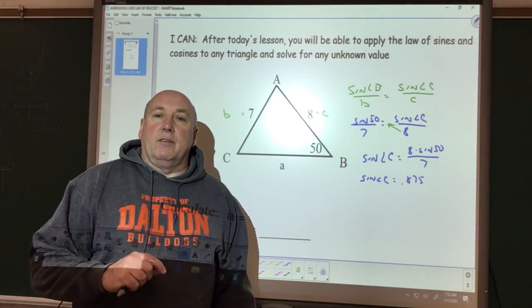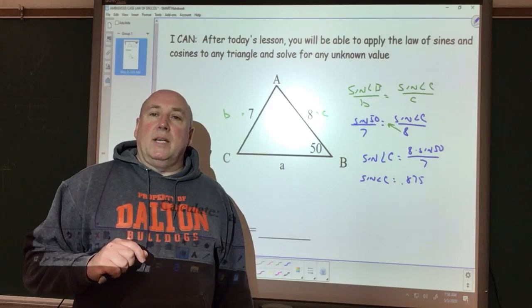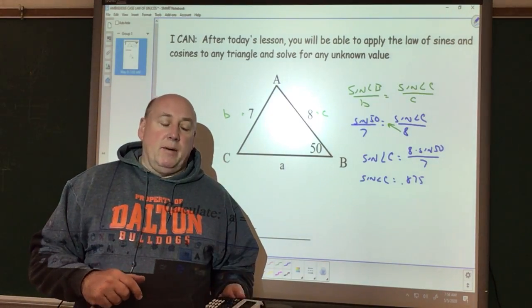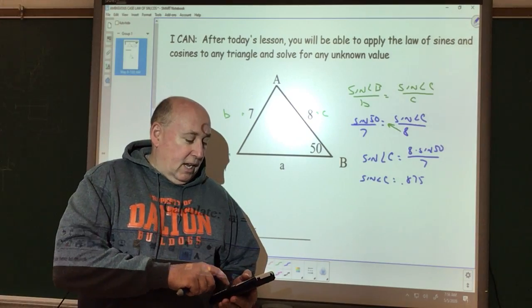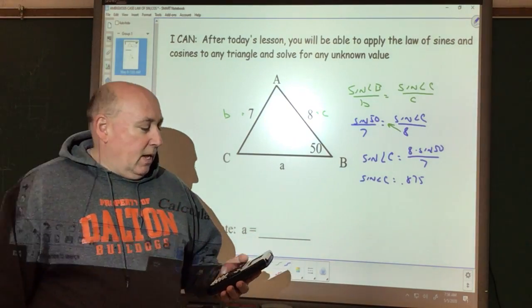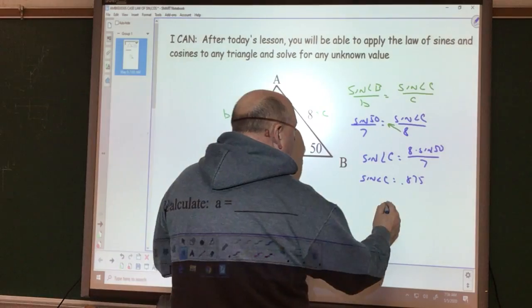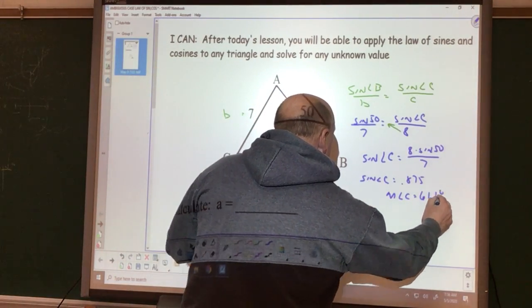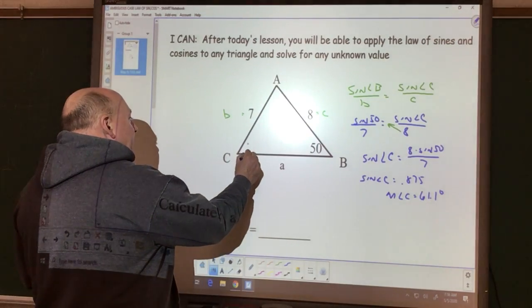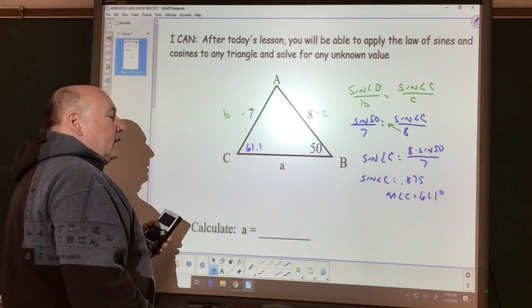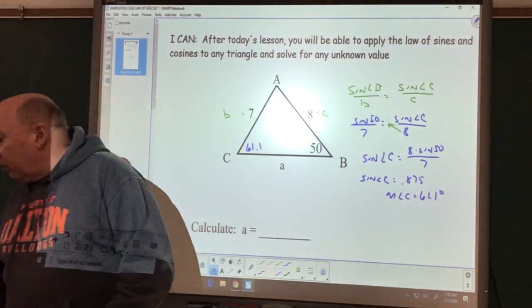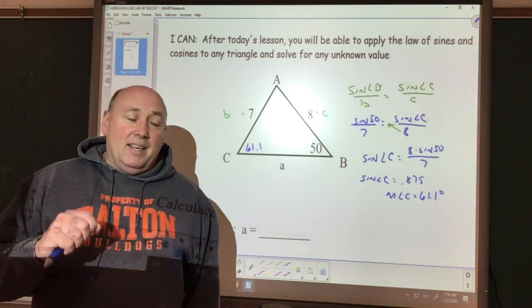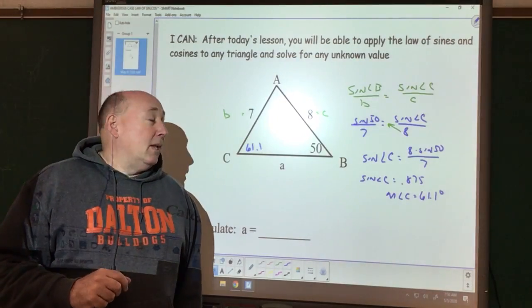How do I calculate angle C? Well, what do we have to do to both sides to get rid of sine? That's exactly correct. We take the inverse sine. So we take the inverse sine of our answer, and we get 61.1 degrees. So angle C is 61.1 degrees. And once again, if I'm going too fast, I will not take offense if you hit your pause button. Just slow me down.